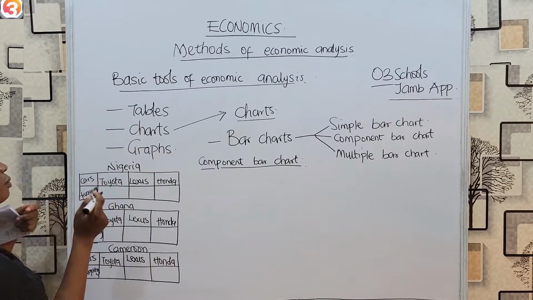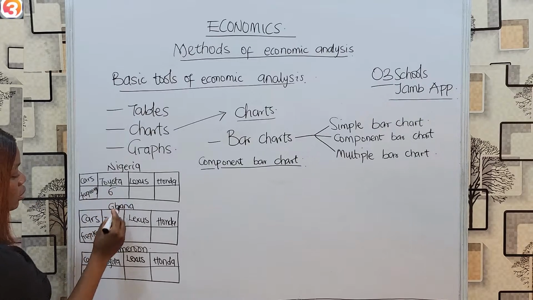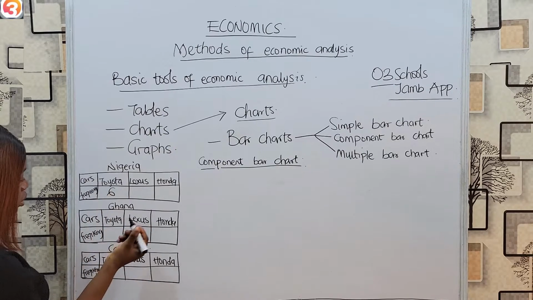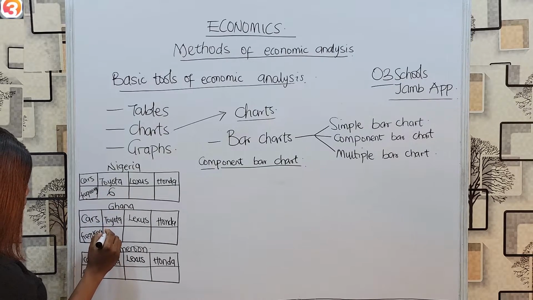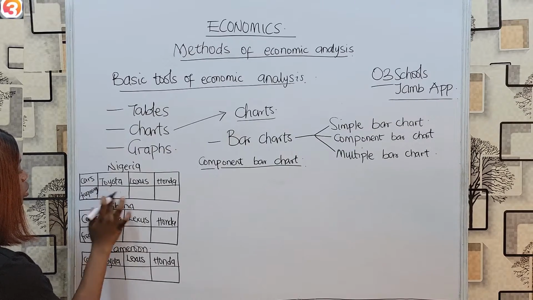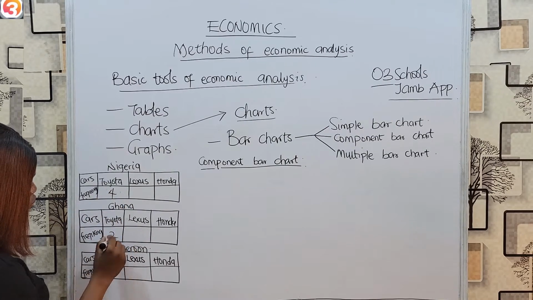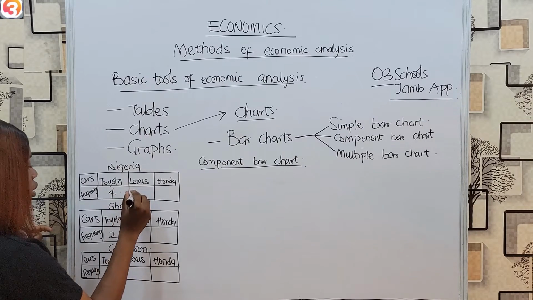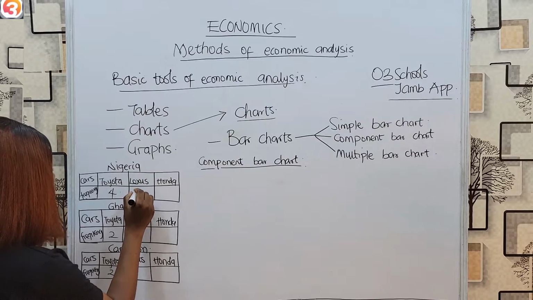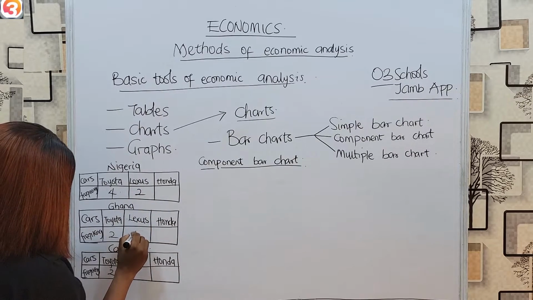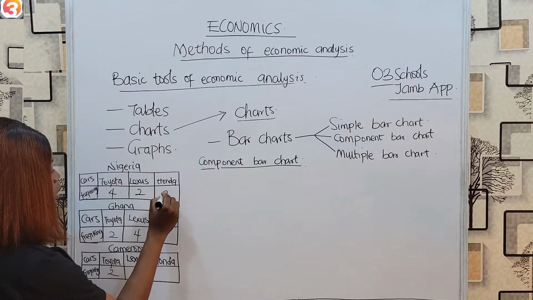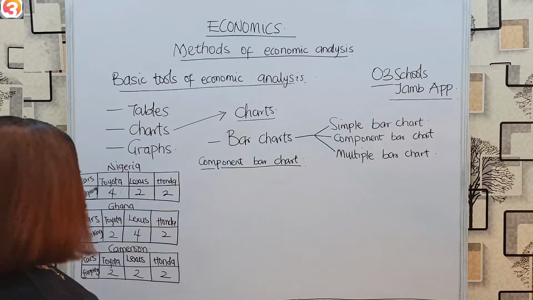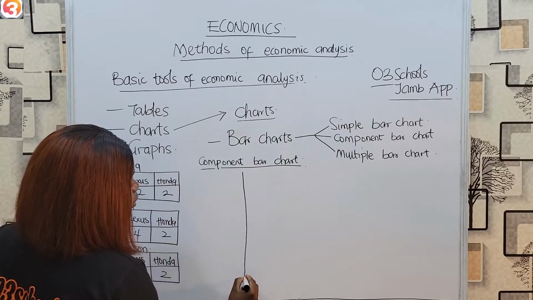Okay, so for Toyota, let's say we have 6, or let's just say, okay, yes, 6. We have, no, let's use 4. We have 2. We have 2. Then let's see, we have 2. We have 4. We have 2. We have 2. We have 2. Now let's look at the component bar chart for this given data.